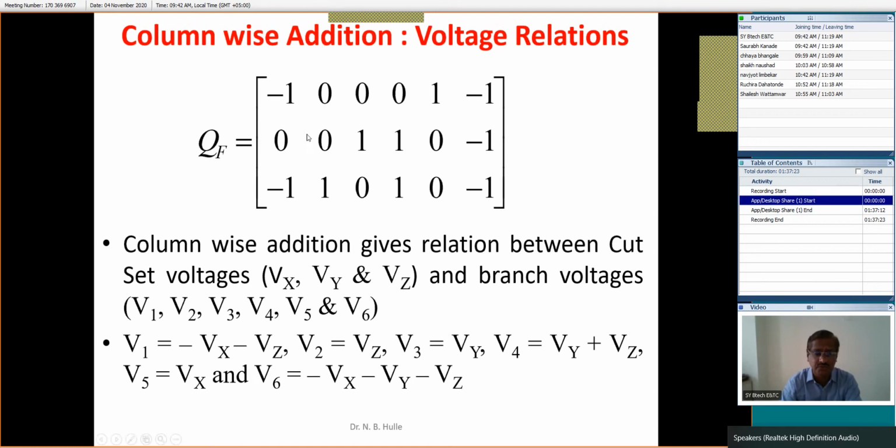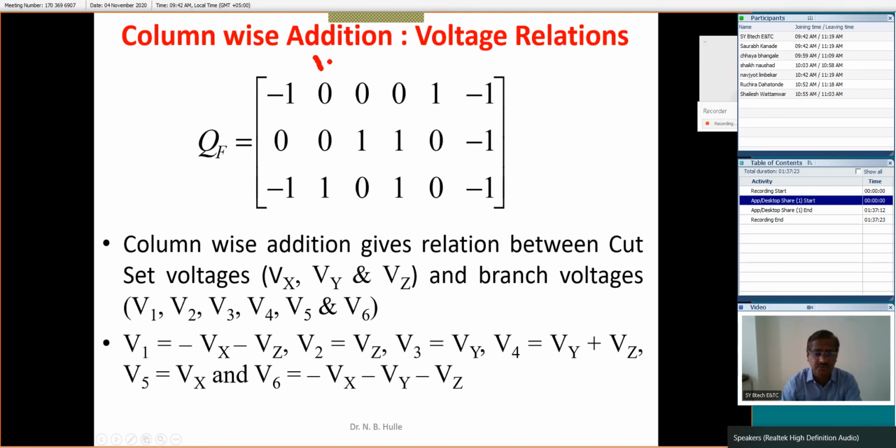Now look at, if we are doing this column-wise addition, what do we have? In this case, this is V1. What is this V1? V1 is the voltage of the first branch. This first branch voltage V1 is minus Vx and minus Vz. So V1 is equal to minus Vx minus Vz.